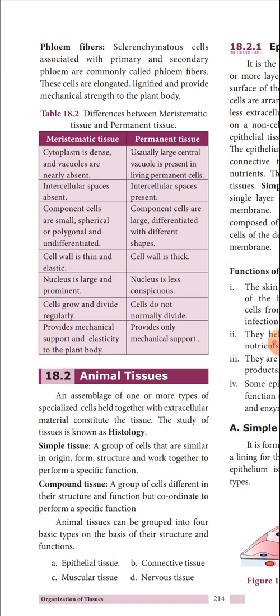Okay children, today I discussed with you complex tissues such as xylem and phloem, the differences between xylem and phloem, and the differences between meristematic and permanent tissue. Here I am going to give only two questions. Differentiate between xylem and phloem, and differentiate between meristematic and permanent tissue. These two differentiations are the homework for you. Only very few, one or two, are doing it.